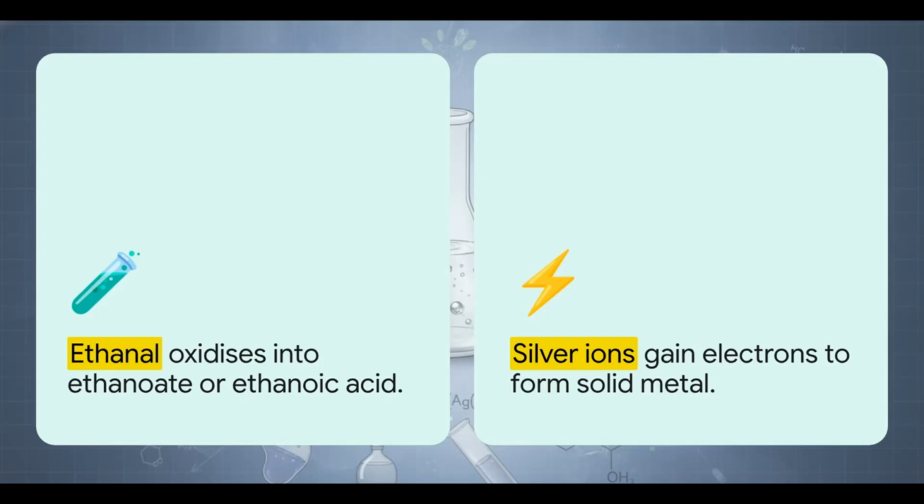Let's actually ground this complex equation with a specific real-world example so it clicks. Let's say our unknown compound is ethanol. It gets oxidized directly into ethanoic acid, or an ethanoate ion, since we're in an alkaline solution. Meanwhile, those silver ions step up and gain the electrons the ethanol just tossed away, becoming solid silver metal. It's this exact one-to-one chemical handshake that triggers that beautiful mirror effect on the glass.